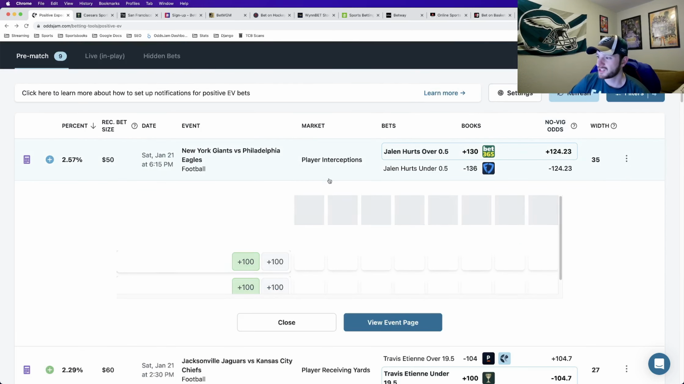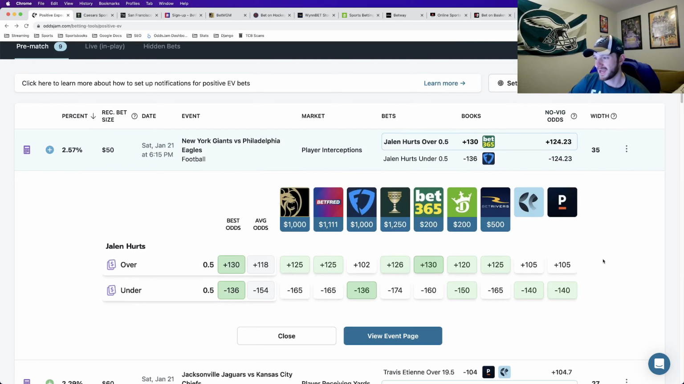So looking at the Jalen Hurts one, the reason why I decided not to lock it in is because look at where the majority of sportsbooks price it, right? Like Bet365 is at plus 130. BetRivers is close. DraftKings, Caesars, Betfred, BetMGM, they're all close to the Bet365 line.